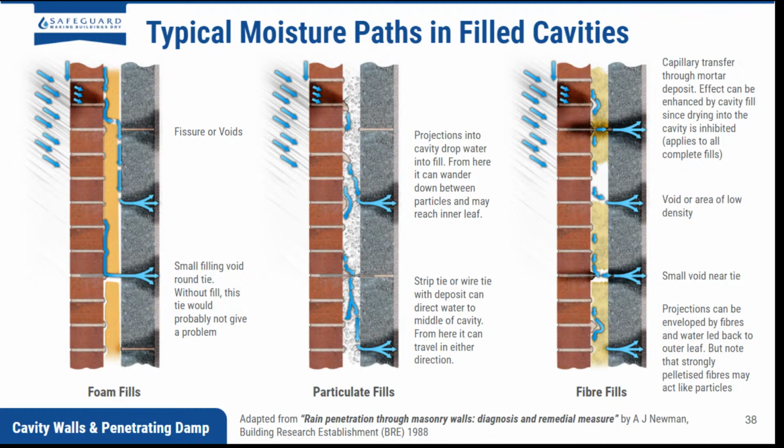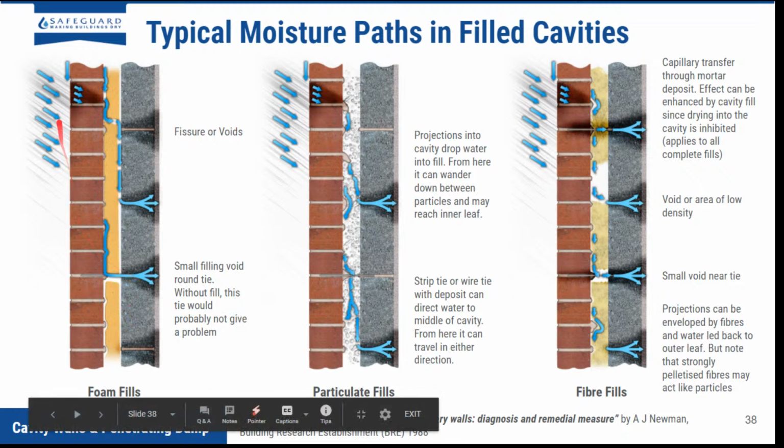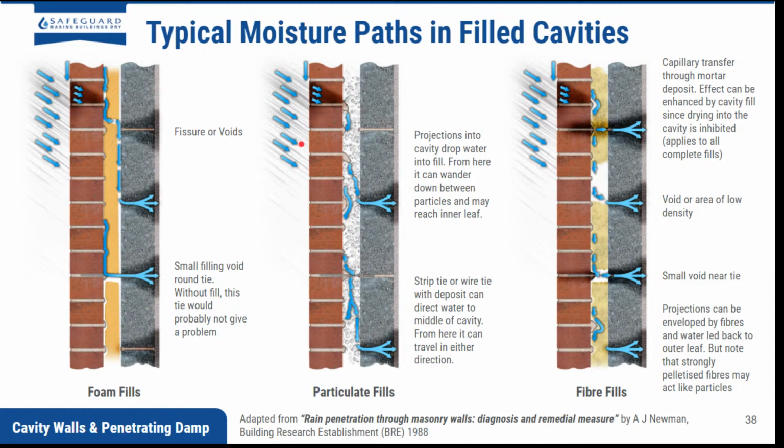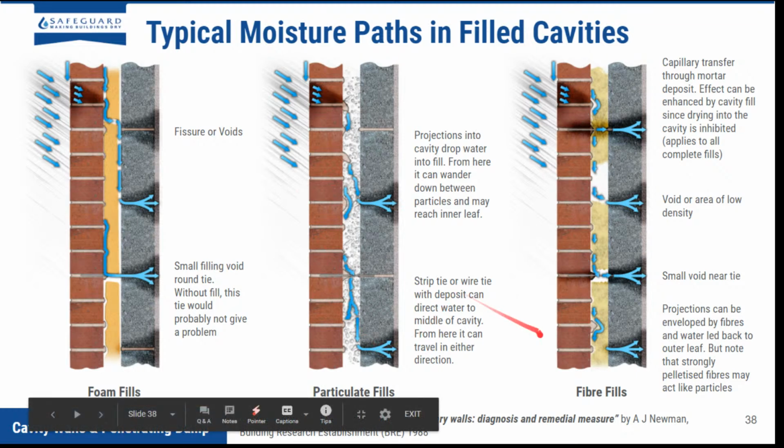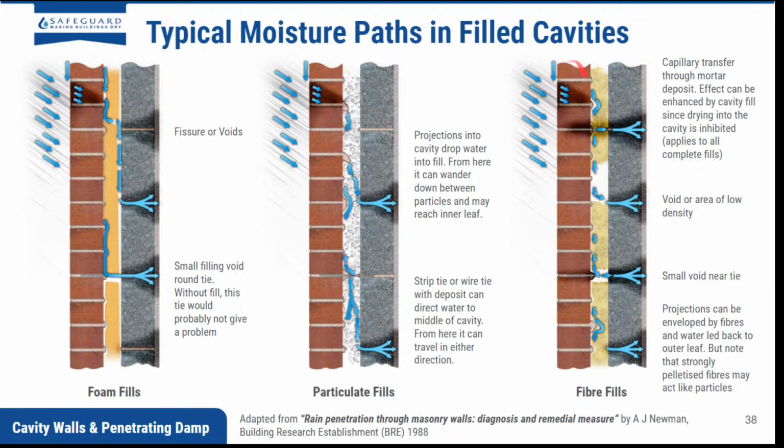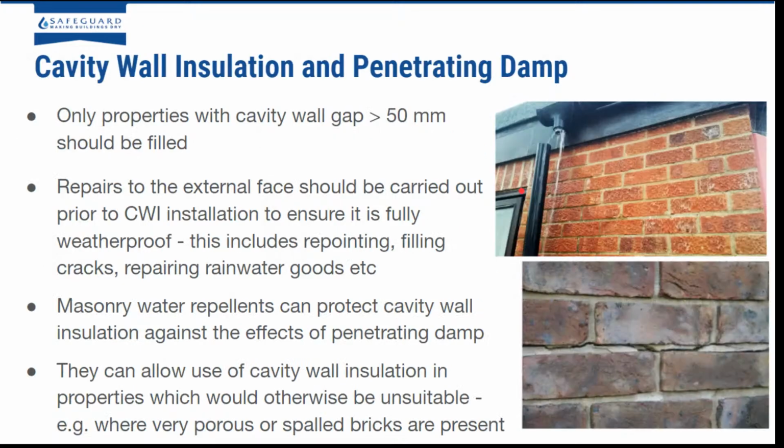And these are various moisture paths that are available when you've put cavity wall insulation in your wall, depending on the type. So foam fills can create perfect pathways where the foam separates out. Particulate fills as well, when they sink down, can create voids where moisture can pass through, as well as fibre fills. Again, if that condenses down, it's the perfect pathway for moisture to get across.